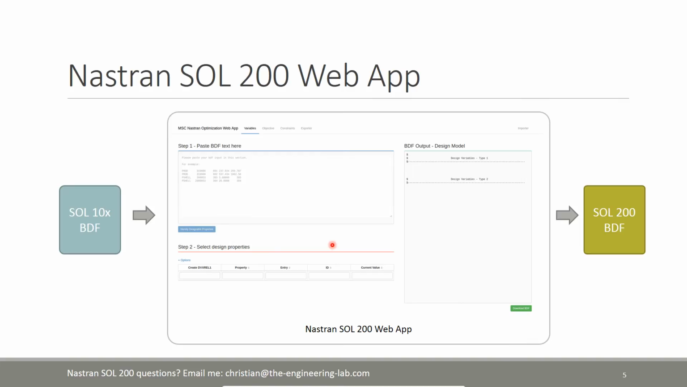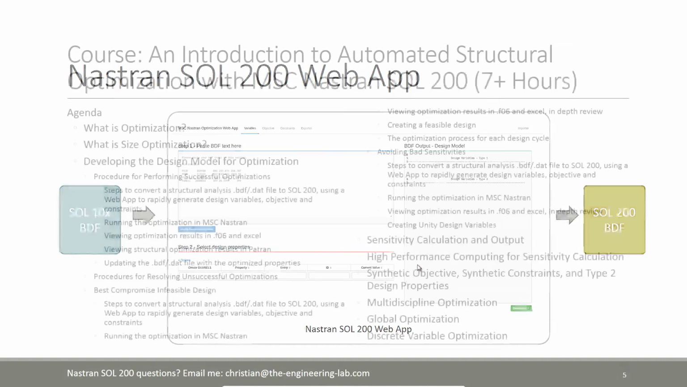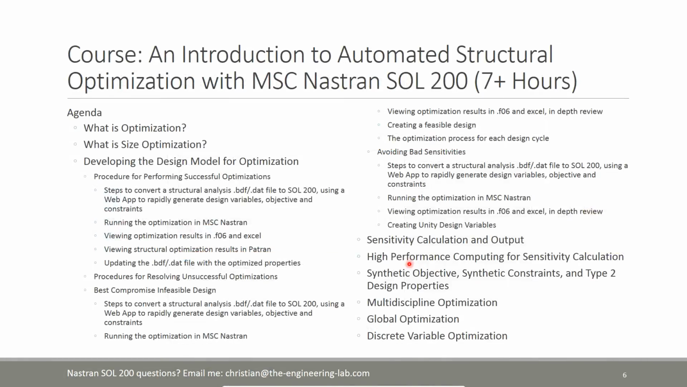One thing you'll see me use throughout this presentation is the Nastran Solution 200 web app. This is an application that runs on your web browser, and its main purpose is to take an existing Solution 100 PDF file. This could be Solution 101 for statics, 103 for normal modes, and so on. And the web app will help you convert the file to Solution 200. And I'll explain more what that involves later on.